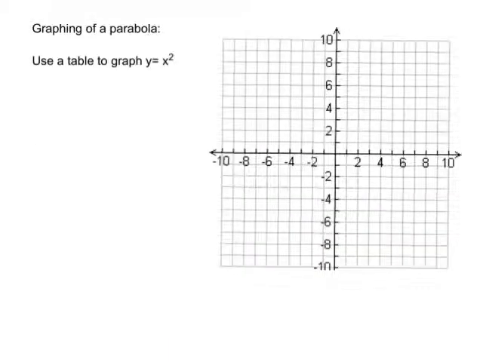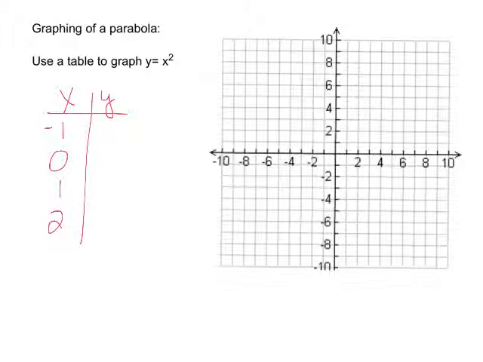For this example, we're going to graph a parabola, and we're going to use a table to help me graph y equals x squared. So let's draw our table. I have x and y, and I'm just going to choose some random points, so we're going to choose -1, 0, 1, 2, and -2.